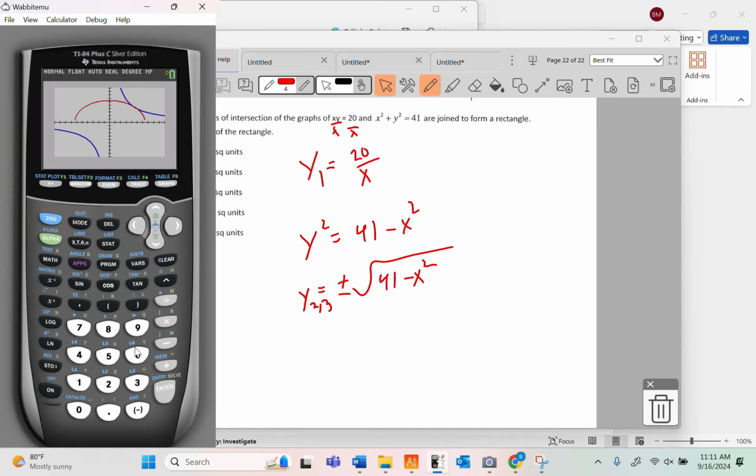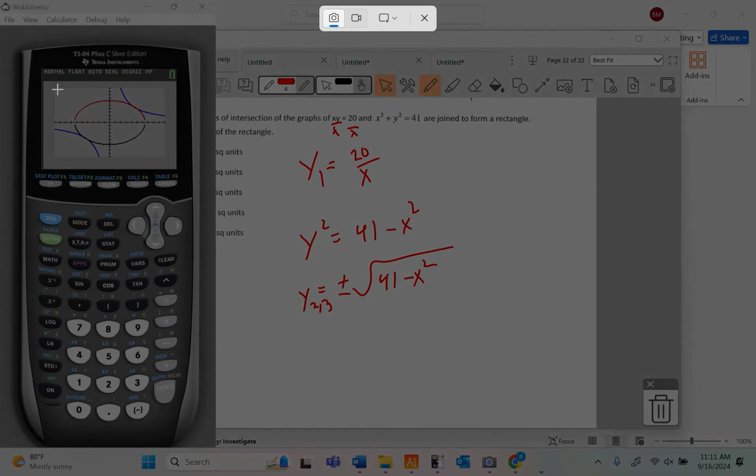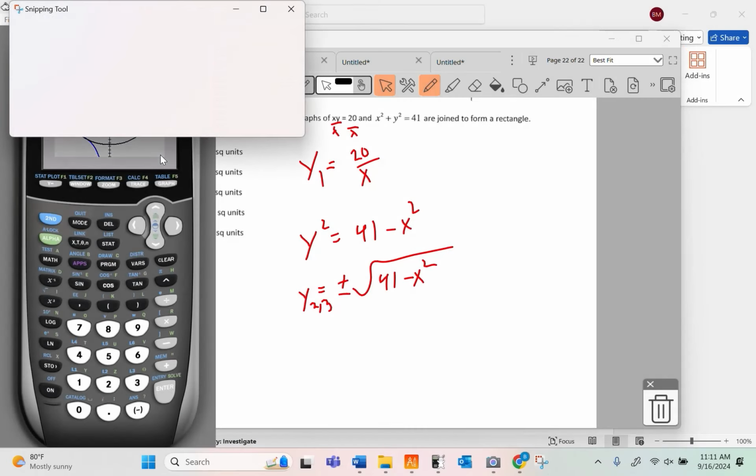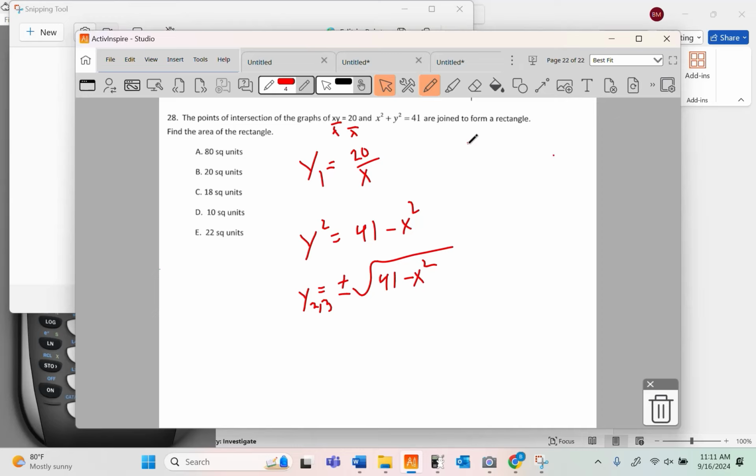But it says that we connect these points of intersection to draw a rectangle. That's what it says we do. So where are these points of intersection? And I'm assuming the rectangle is going to be something like that. So anyways, let me get a snip of this. Snip. I don't know, I'm tired.